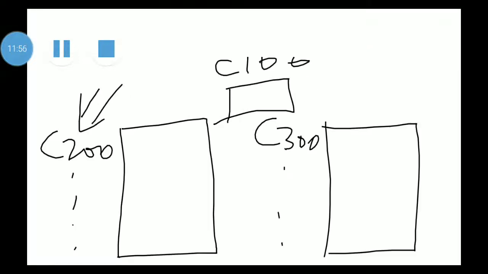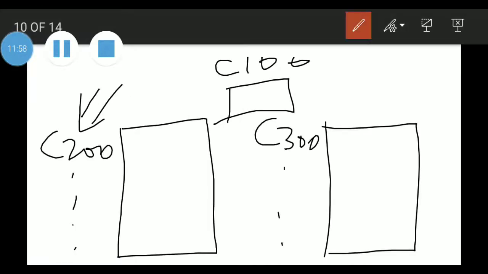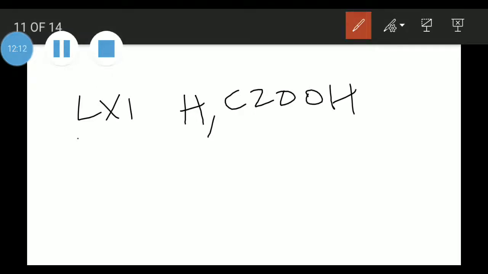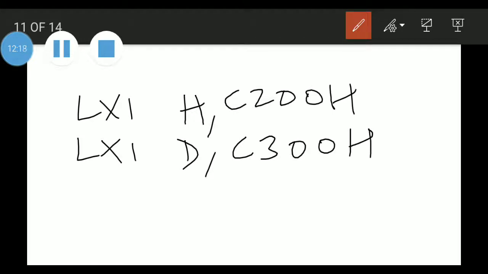Now we need to specify this location also, the output. I took the HL pair here. Now another pair I can take, that is the DE pair. So I will write D. We will write LXI D comma C300H. Understood?